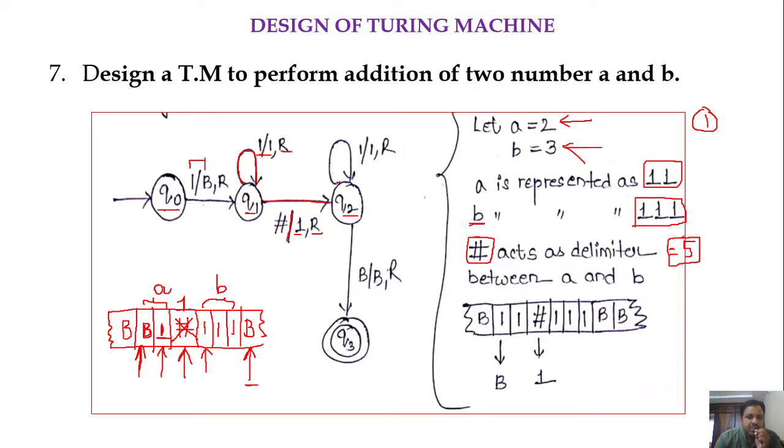Okay, so in q2 what we will do, we simply keep on moving the head towards right until we get a blank. Okay, so during the movement of head towards right, if we get any ones, we keep those ones as it is and we still move the head towards right. So in q2 we are having a self transition on 1. It means in q2 when we get ones, we keep that one as it is and move the head towards right, until we get a blank character.